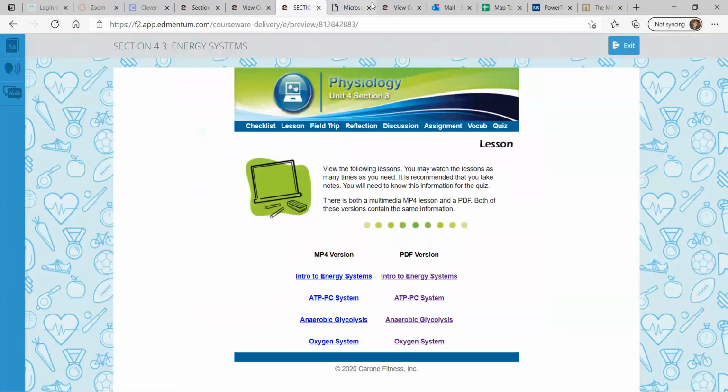I'll go back to this main screen. So yeah, the energy systems: the ATP phosphocreatine system is the most powerful, but shortest in duration. Anaerobic glycolysis is middle of the pack for power and duration. And then the least powerful system, but the one that can have the highest duration of ATP production, is the oxygen system. So that's it for 4.3.